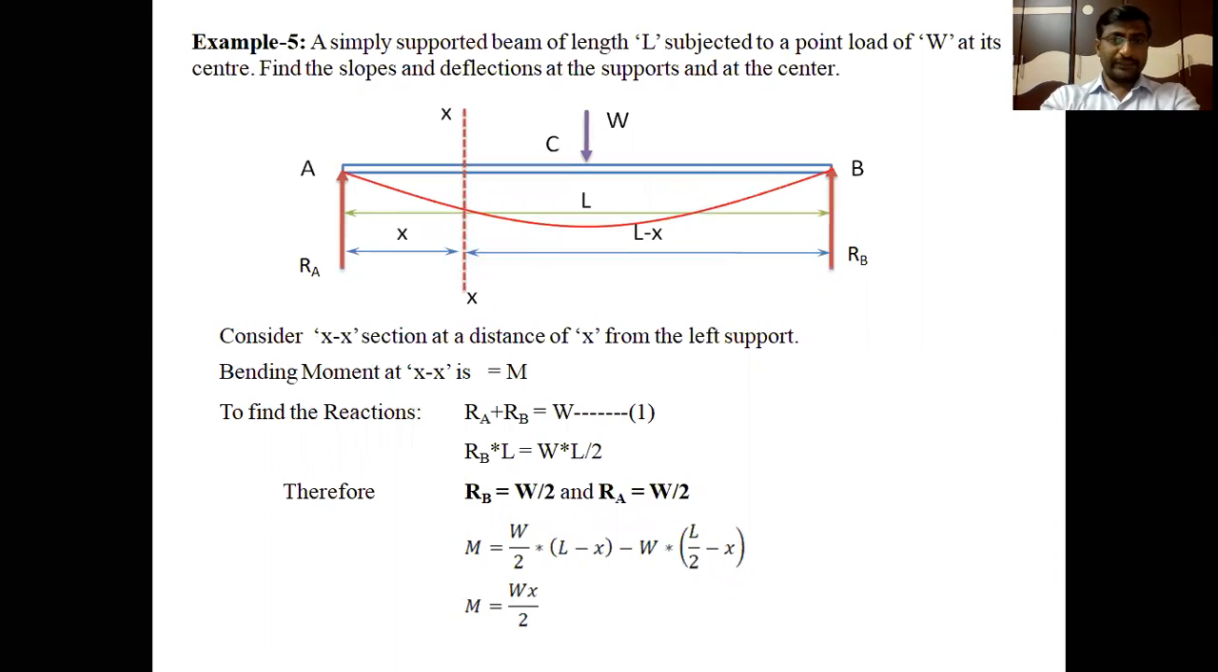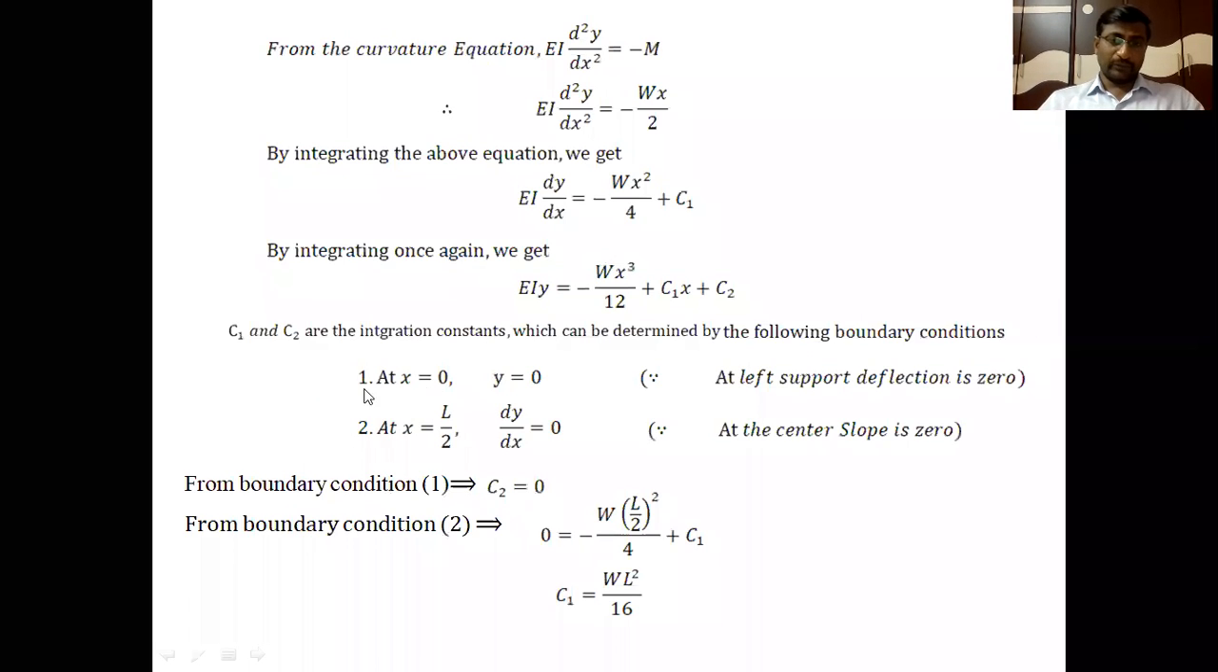At which point is x equal to 0? If we take the section xx at A, at the left support, if we take the section at this point, x becomes 0. That means if x is equal to 0, what is 0? The beam is not deflecting at point A, therefore deflection is 0, isn't it? At x is equal to 0, deflection is 0. I have written here one of the boundary conditions: at x is equal to 0, y is 0, where y is the deflection. So at the left support, deflection is 0.